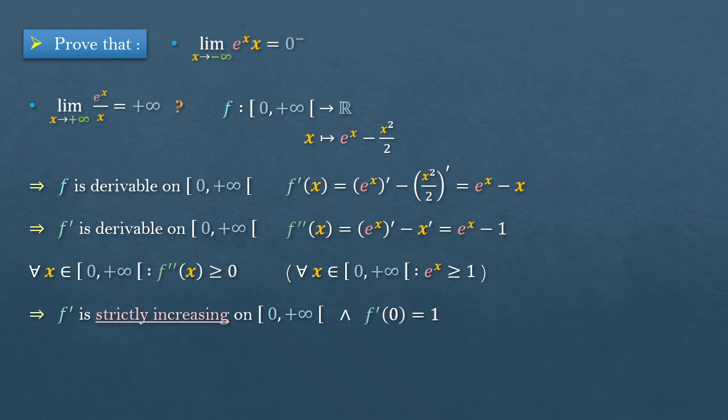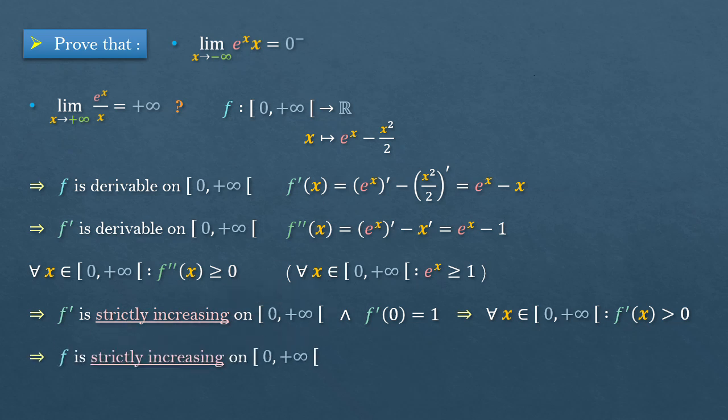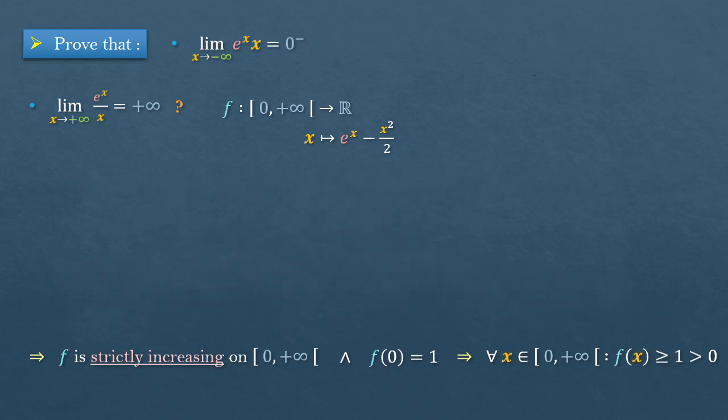And because f prime of 0 is equal to 1, then we can deduce that f prime of x is strictly greater than 0, whatever the value of the variable x is, within the semi-closed interval 0 to positive infinity. So we can deduce that the function f is strictly increasing on the semi-closed interval 0 to positive infinity. And as f of 0 is equal to 1, we deduce that f(x) is greater than 1, which means that it is strictly greater than 0 for every value of x within the semi-closed interval 0 to positive infinity.